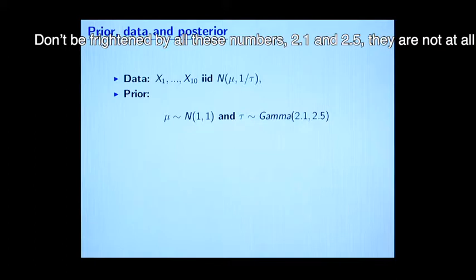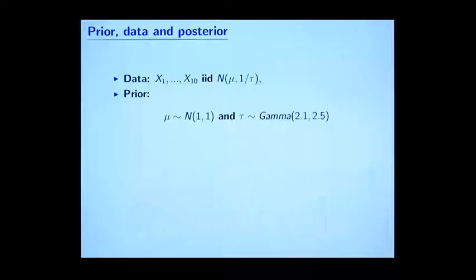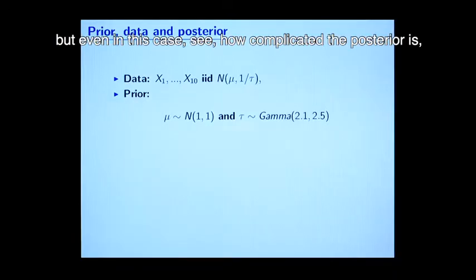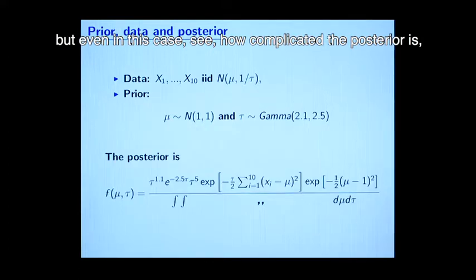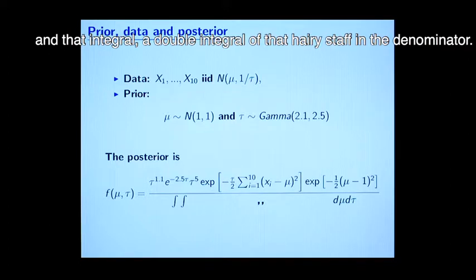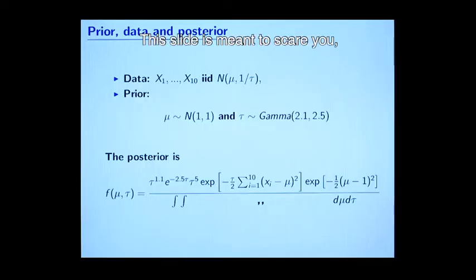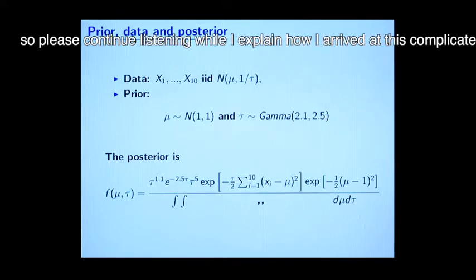Do not be frightened by all these numbers 2.1 and 2.5, they are not at all important. The important thing is that we are working with some very standard simple distribution, normal and gamma. But even in this case, see how complicated the posterior is. It is a very hairy complicated expression with a very complicated thing in the numerator and the integral, a double integral of that hairy stuff in the denominator. It is really scary. This slide is meant to scare you, but I hope it does not scare you away. So, please continue listening while I explain how I arrived at this complicated stuff.